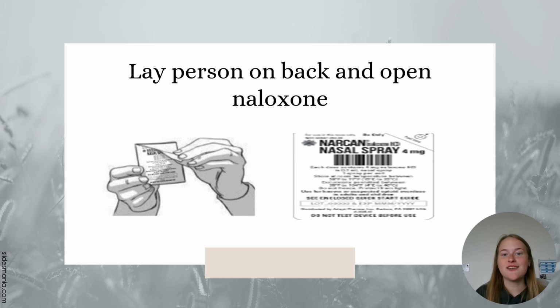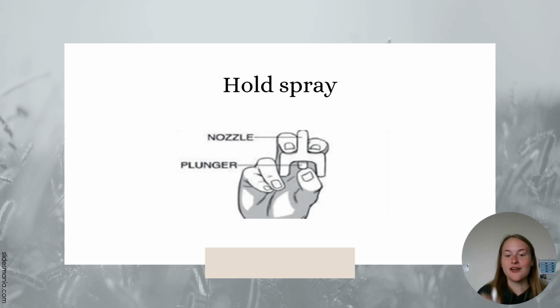Before administering the naloxone, make sure the individual is laying on their back and proceed with opening the package. To do so, you're going to peel back the corner with the circle on it and remove the medication from the packaging. To hold the spray, you're going to place both fingers on either side of the nozzle with your thumb on the plunger. This is going to make it easy to press the plunger and administer the medication.